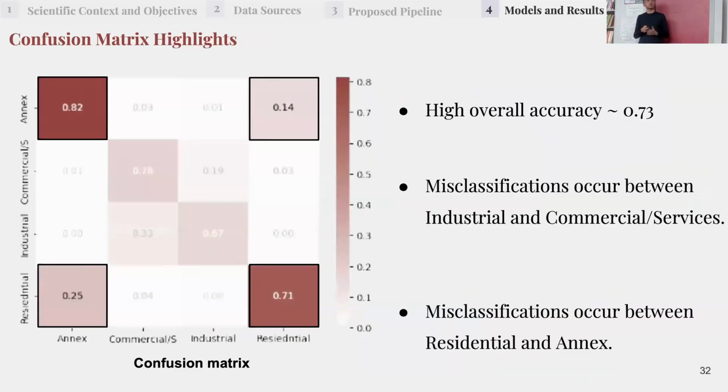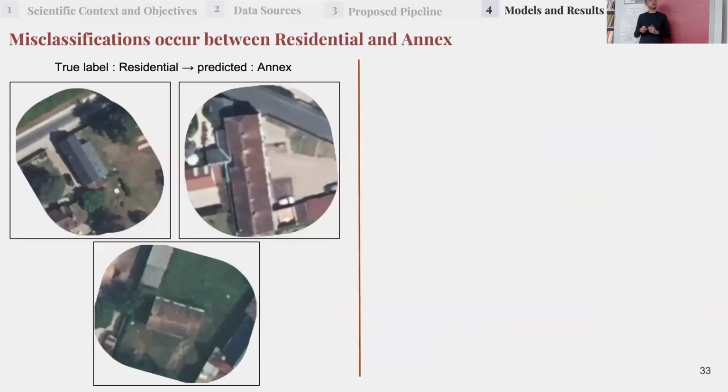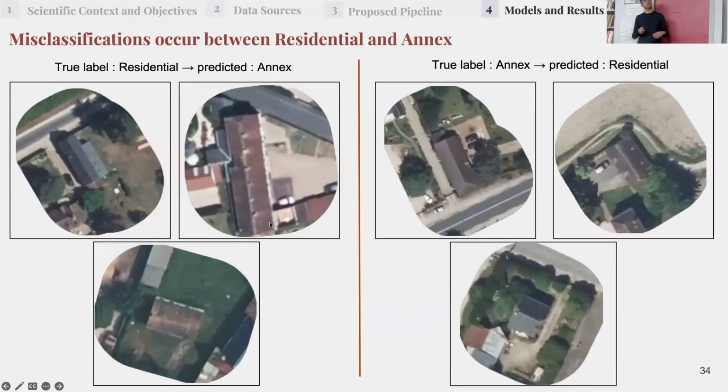It is the same thing between the residential building and the annex. The model here predicts some residential buildings as annex, and here the model predicts some annexes as residential buildings. And here also some examples are really close.